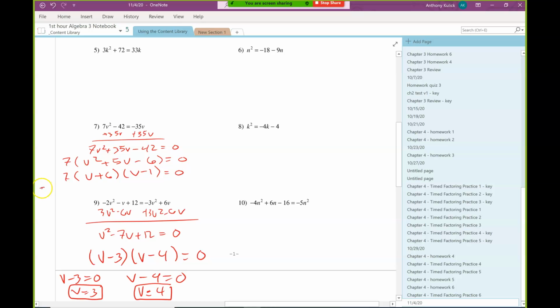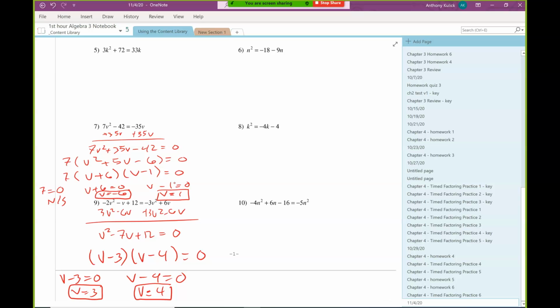And then I can apply the zero product property. So I set each of these factors equal to 0 and solve them each independently. 7 does not equal 0. There's no solution for that part. Subtract 6 from both sides. I have one answer is negative 6. Add 1 to both sides, and I have my other answer is positive 1.